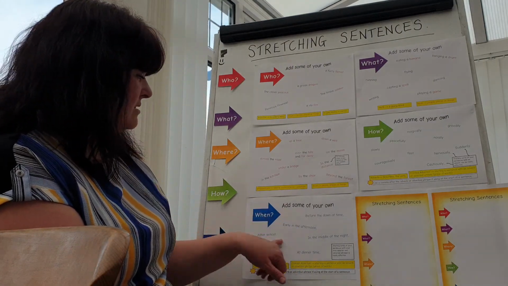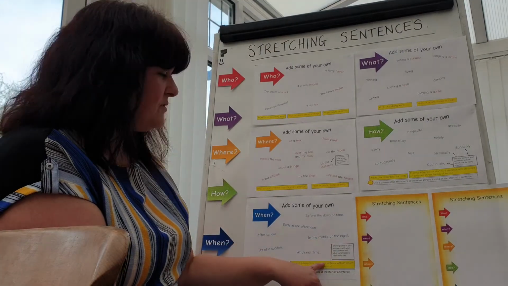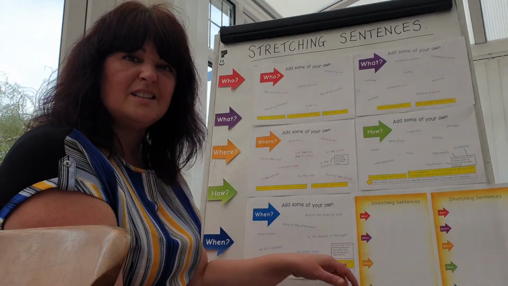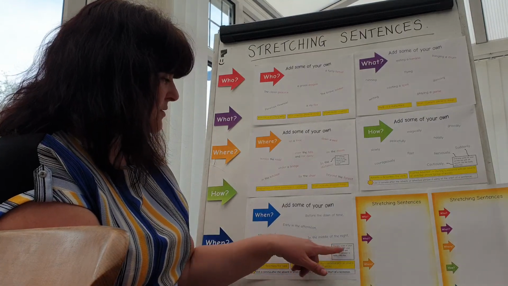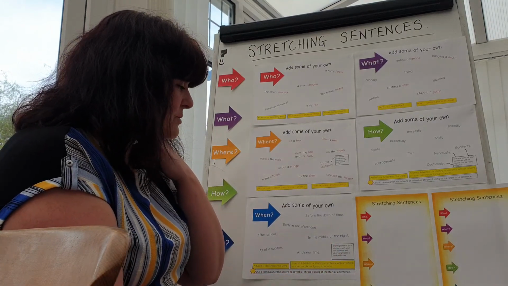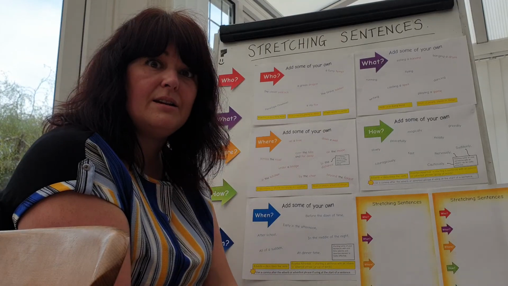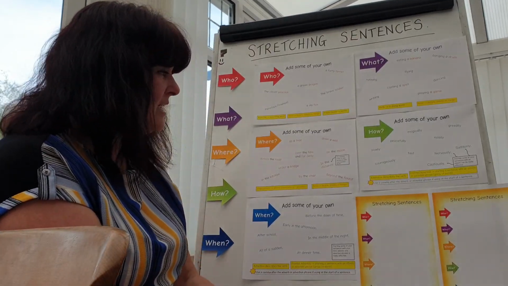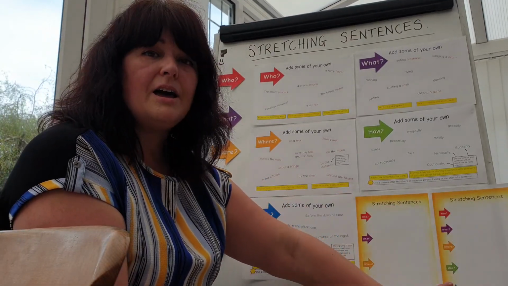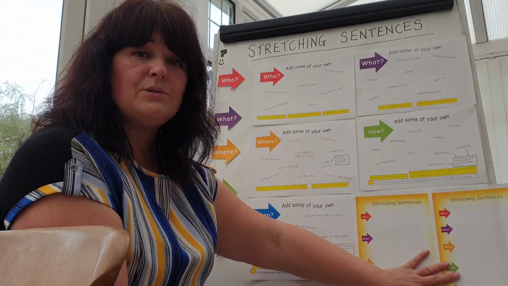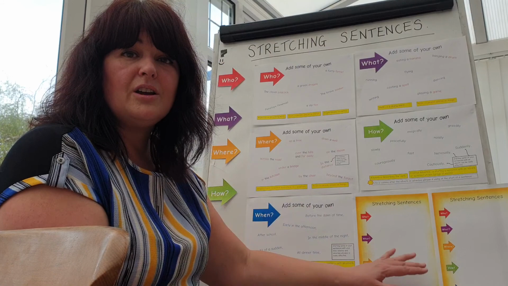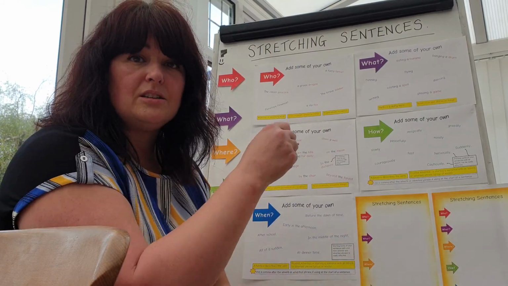And then the when: early in the afternoon, before the dawn of time, in the middle of the night, at 6 o'clock, before tea. Starting some of your sentences with time adverbs and adverbial phrases can be really effective. So we've got these here that you can print out and laminate, put in a plastic wallet, and keep using over and over, or just print them out as many times as you need to use with pen or pencil.